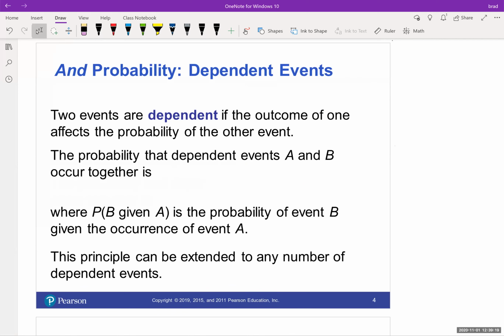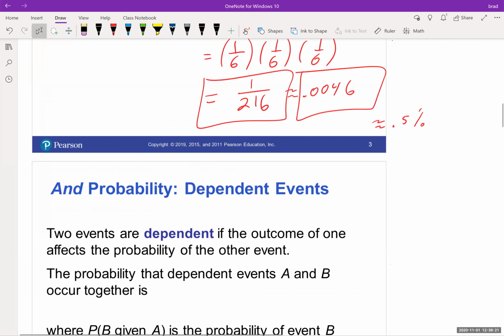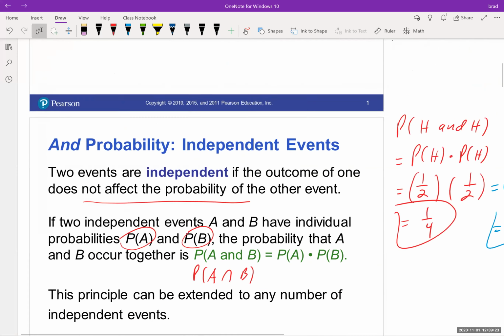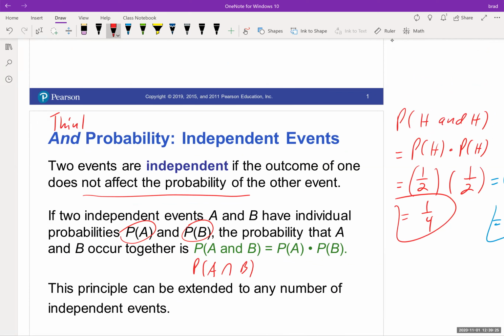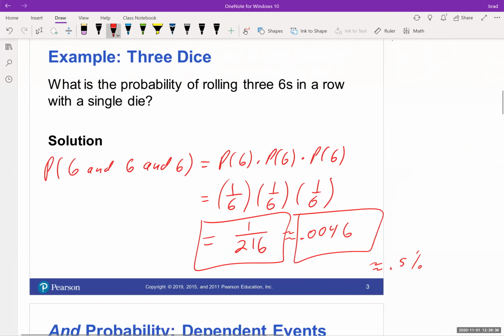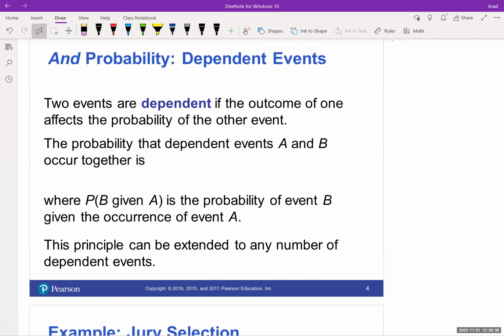So this is an AND probability. And the other thing I want to remind you of is when you're doing AND probability, think multiplication. AND probability is all about multiplication. OR probability is all about adding and subtracting. Two events are dependent if the outcome of one affects the probability of the other event.